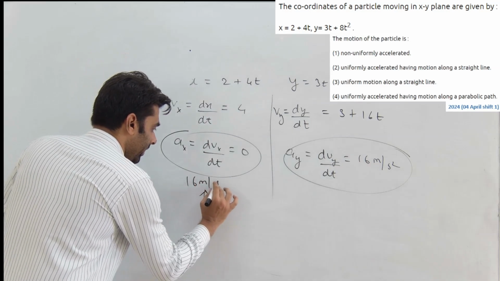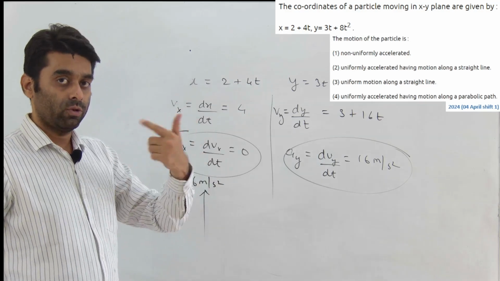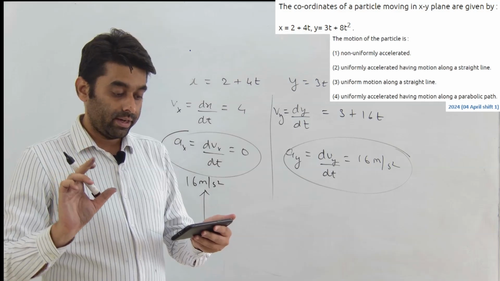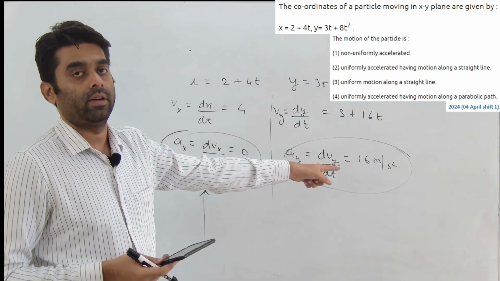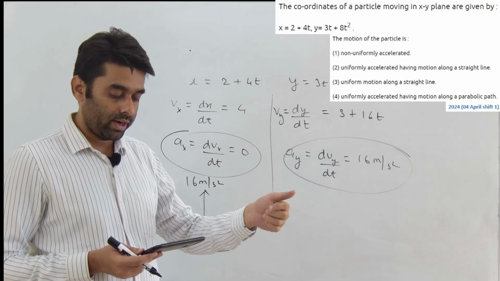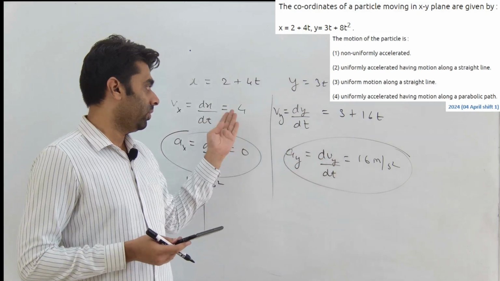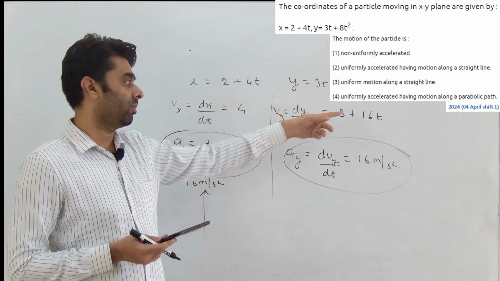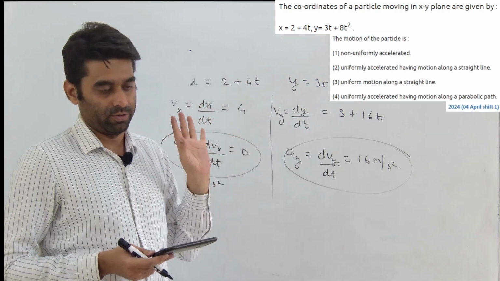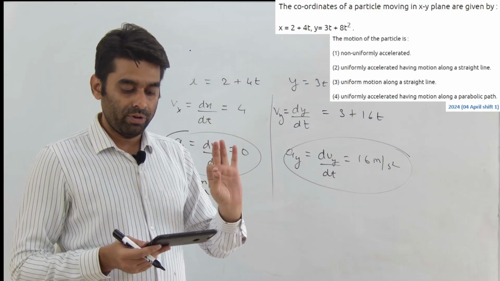So one thing is clear, that it's not a uniform motion. It's an accelerated motion. Well and good. Now let us focus on the path of it. If you see, 4 options are given. The first, non-uniformly accelerated, no. It is uniformly accelerated. Acceleration is constant. Second is uniformly accelerated, having motion along a straight line. Third is uniform motion. It's not a uniform motion because velocity will change. As velocity in x is constant, in the x direction it's uniform, but in the y direction it is non-uniform. So the net resultant will be non-uniform. So option 1 is gone, option 3 is gone. Option 4, uniformly accelerated, moving along a parabolic path.